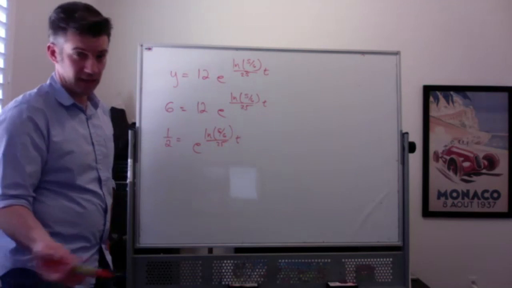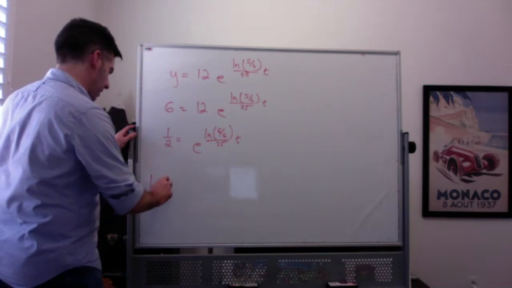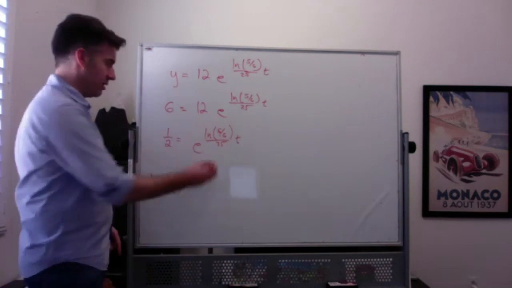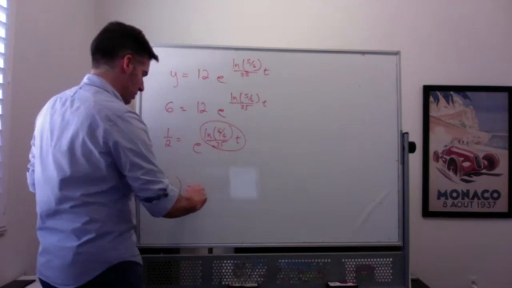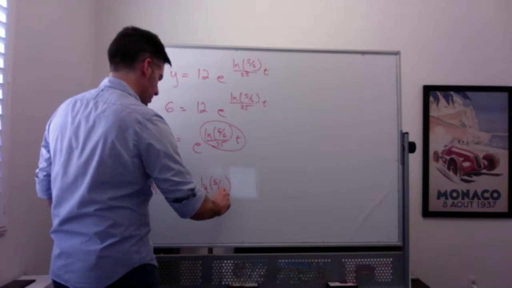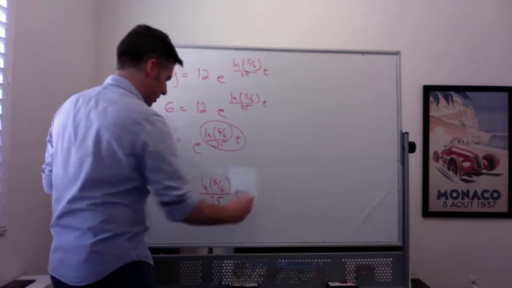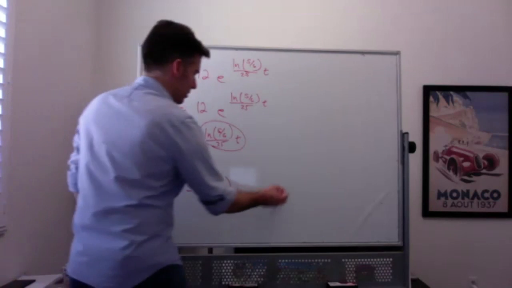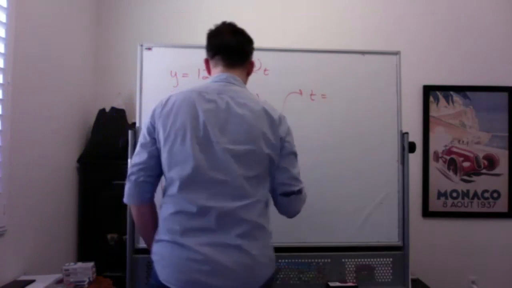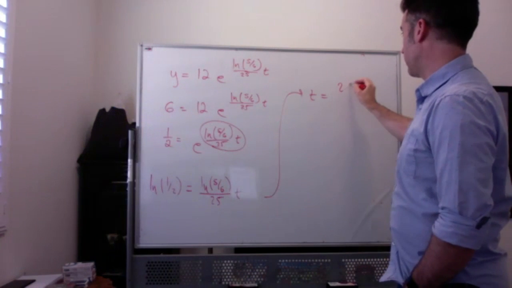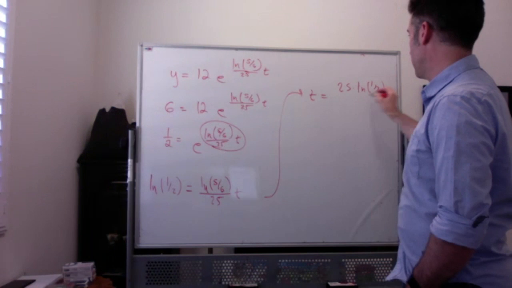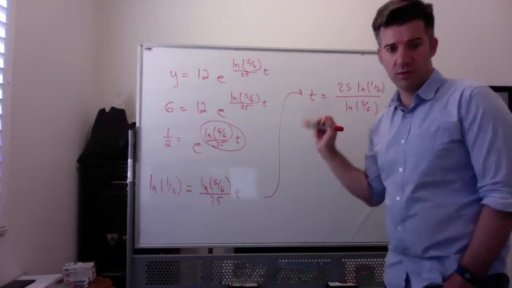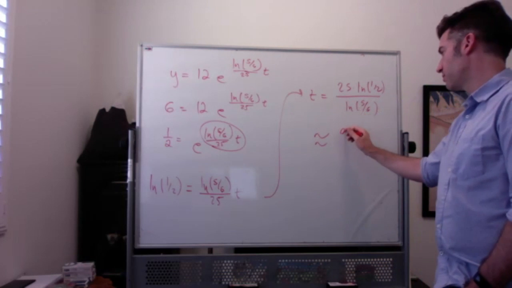And we take the natural log of both sides. On the left, we get the natural log of 1/2. On the right, the natural log of e to a thing is just the thing. So we're just getting the natural log of 5/6 over 25 times t. Multiply both sides by 25, divide both sides by the natural log of 5/6. So we get t equals 25 times the natural log of 1/2 divided by the natural log of 5/6, which is approximately equal to 95 days.